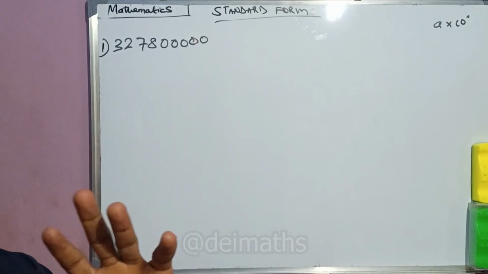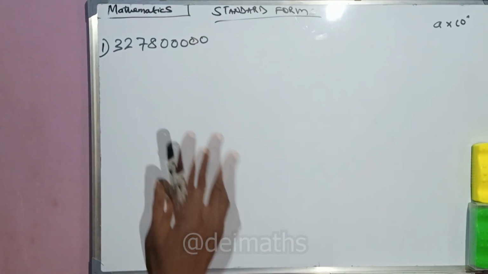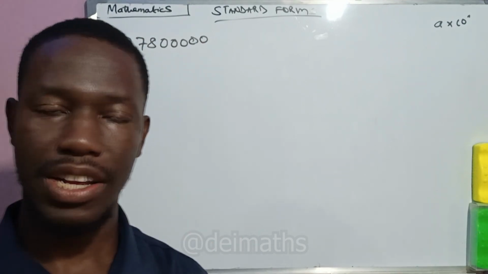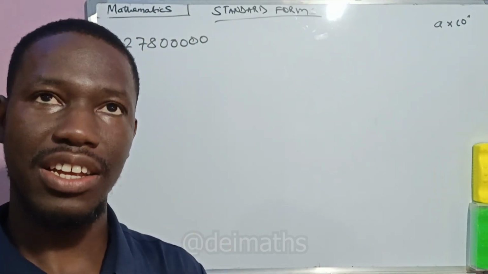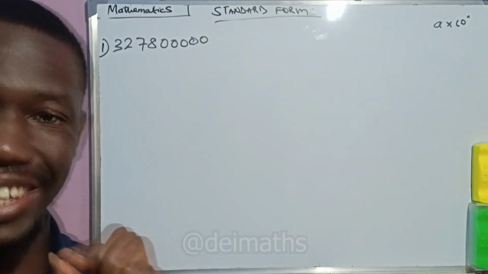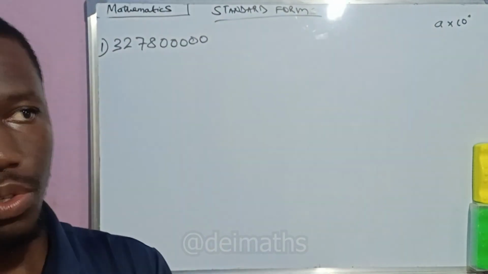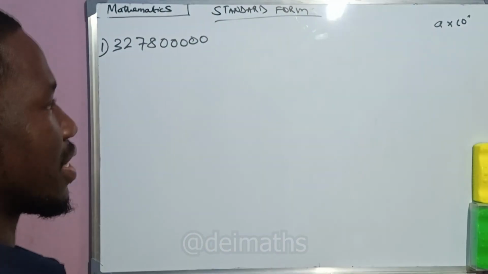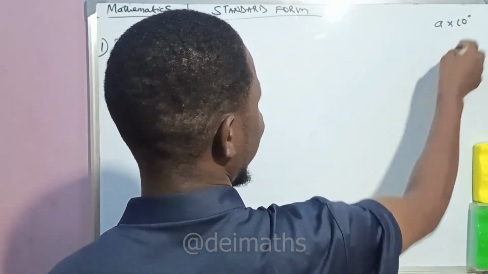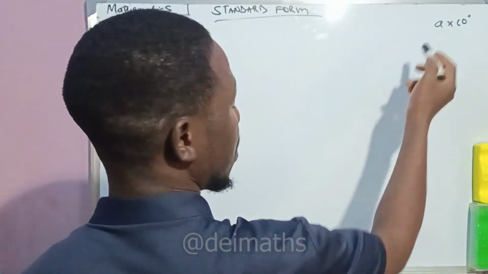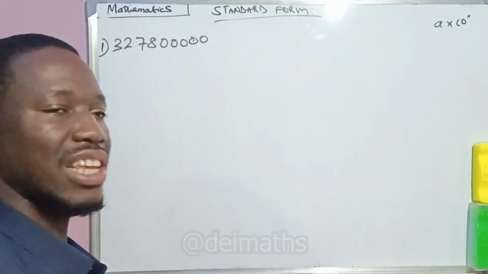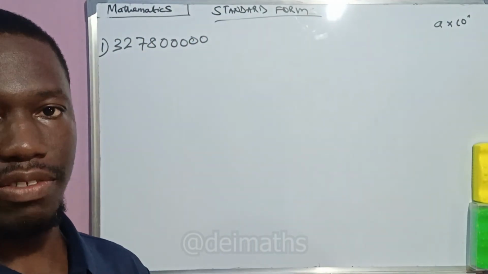If it is a positive number, you start from right to left. If it is a negative number, a number that has a decimal place, you start from the left, from the decimal point, and move to the right. Standard form is expressed as a times 10 raised to the power n, where a is a number between 1 and 10, and n is an integer, either positive or negative.